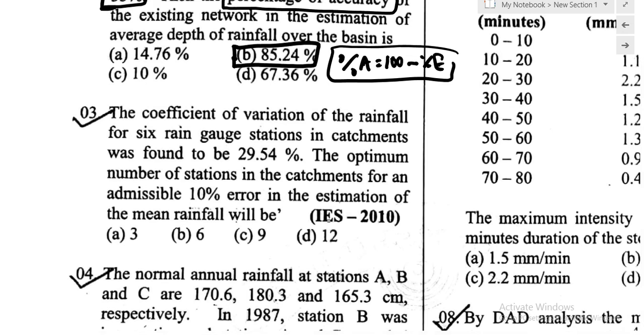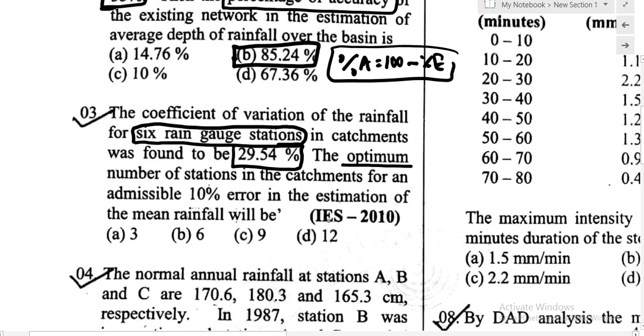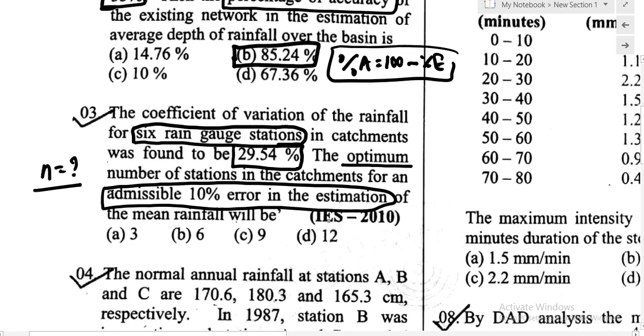The coefficient of variation of the rainfall for 6 rain gauge stations in a catchment is given as 29.54%. The optimum number of stations in the catchment for an admissible error of 10% in the estimation. So it is asking what is the optimum number of rain gauge stations that should be provided in the catchment.